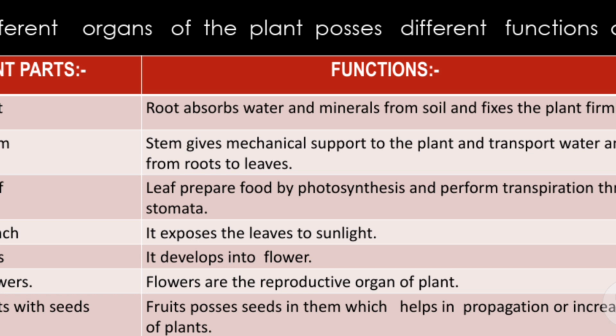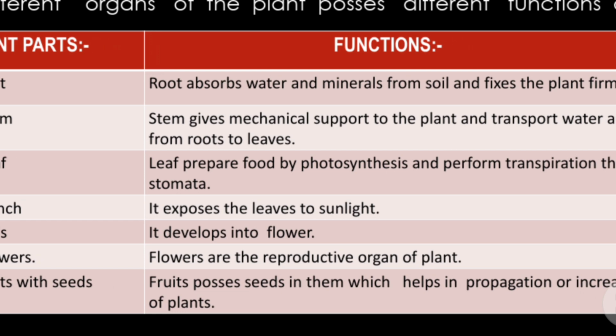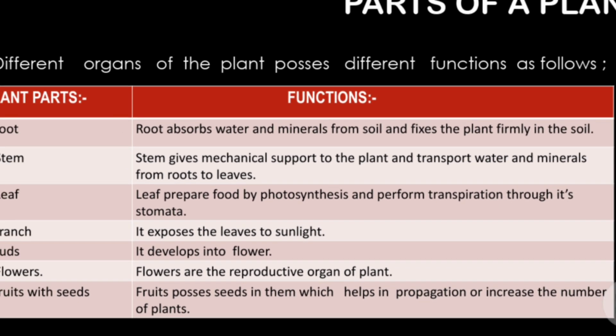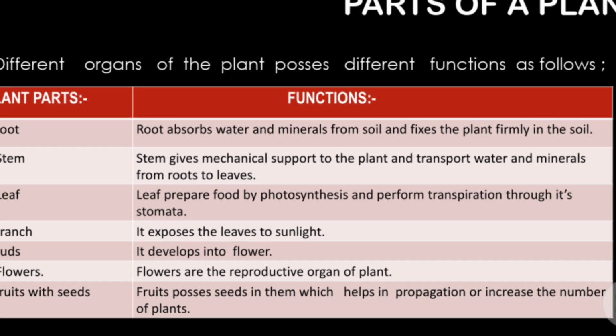Flowers, fruits are formed in place of flower, and fruits contain seeds which give birth to new plants. So in this way, flowers are the reproductive organ of plant. Next plant part is fruits and seeds.